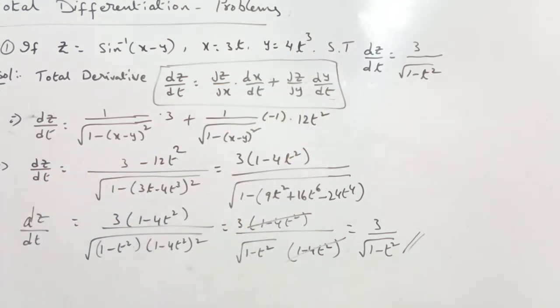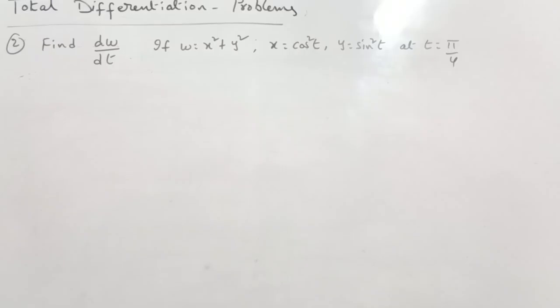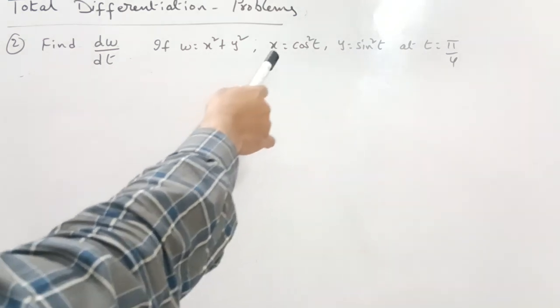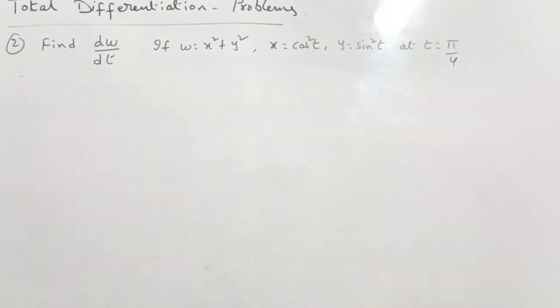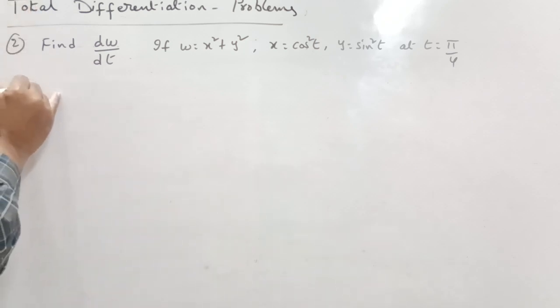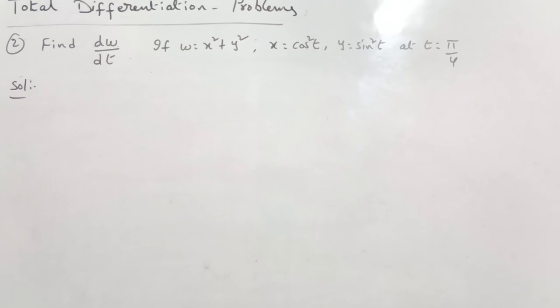Okay, next, second problem. Find dw by dt if w is equal to x square plus y square, where x is equal to cos square t and y is equal to sin square t, at t is equal to pi by 4. He is asking at t is equal to pi by 4, correct? So in the solution, we have to find dw by dt.